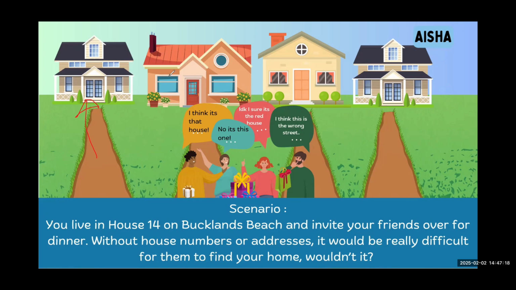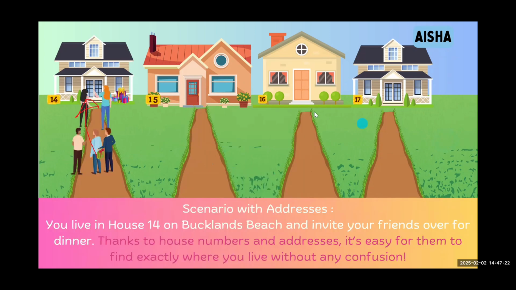Because of this, address names were created and assigned to different houses. Now let's look at this scenario again, but this time we do have address names. You live in house 14, you invite your friends over for dinner. Now, thanks to addresses, it's easier for them to identify where you live. Look, all of them are going to your house and bringing gifts and everything else. So what I'm trying to say here is addresses are important so that they can identify where you live.